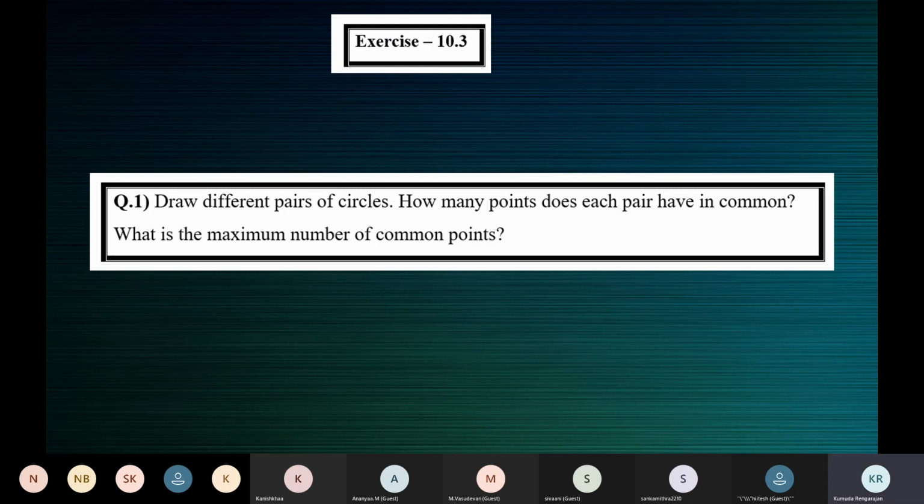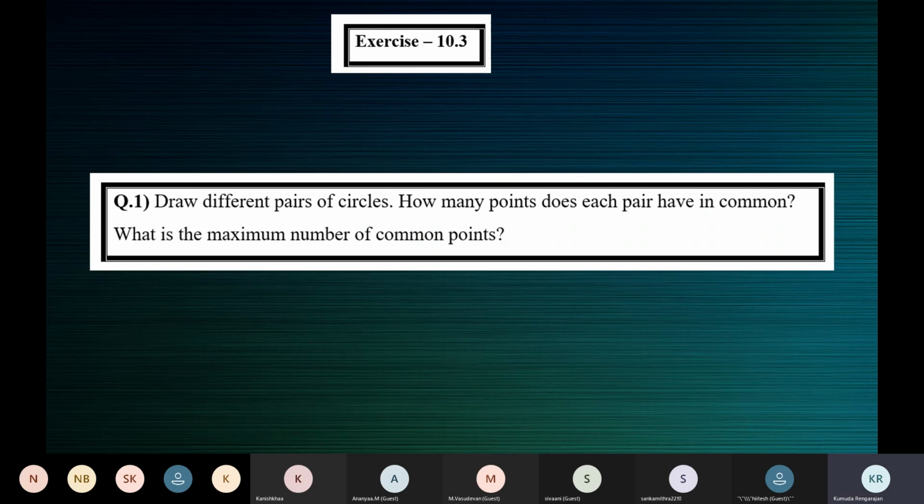Draw different pairs of circles. How many points does each pair have in common? What is the maximum number of common points? Draw different pairs of circles, meaning two circles.